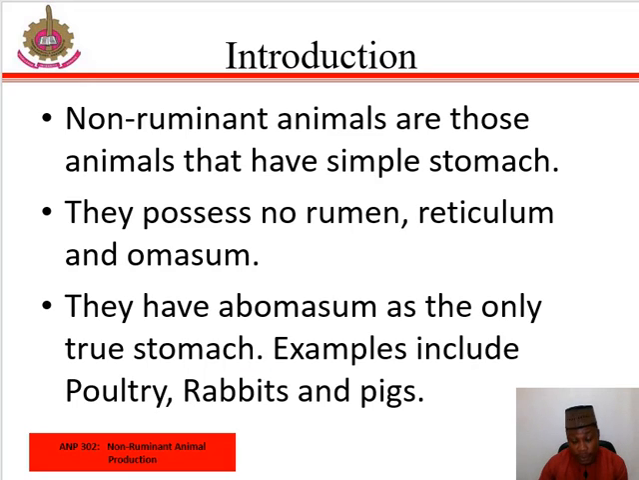What are non-ruminant animals? Non-ruminant animals are those animals that have a simple stomach. They possess no rumen, no reticulum, and no omasum. They have abomasum only as their true stomach. Examples include poultry, rabbits, and pigs.